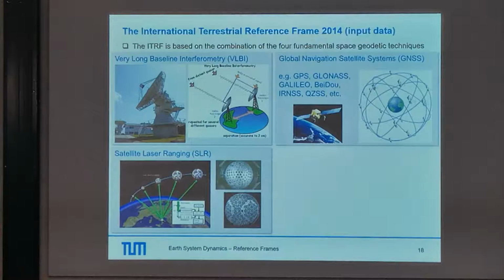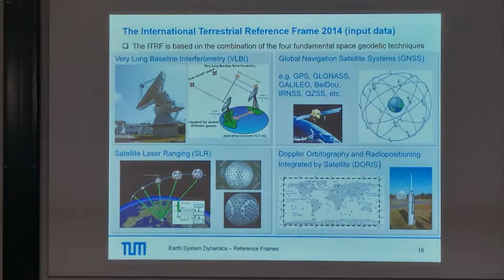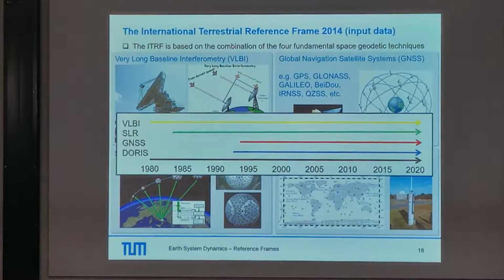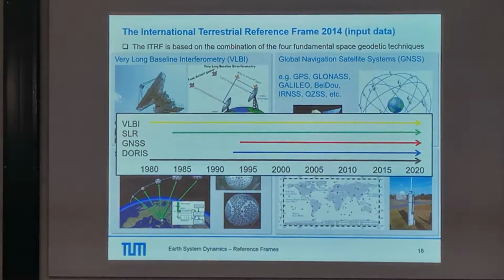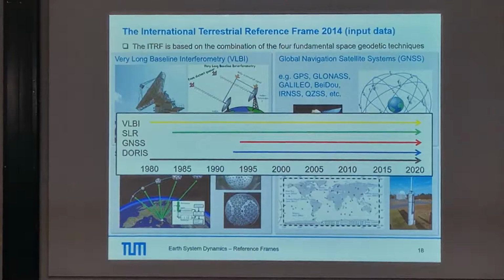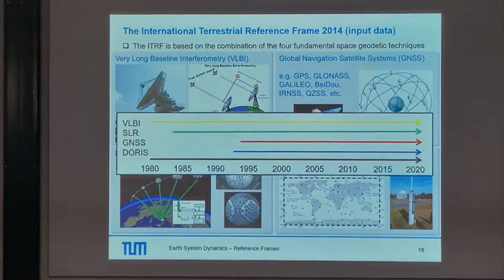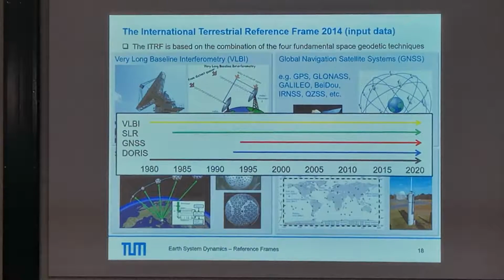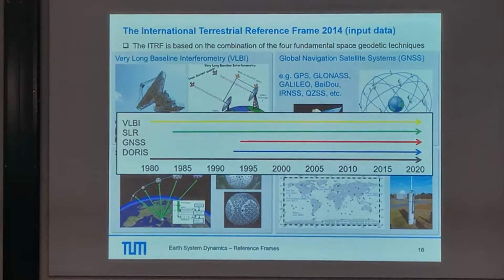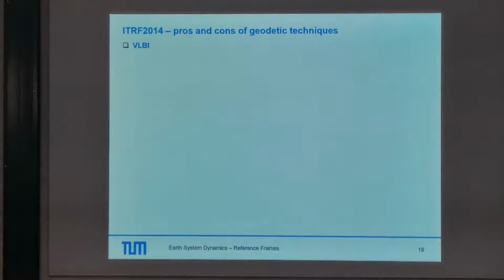So there are a bunch of navigation systems online already, and they all will be incorporated into the new realization. We have SLR and we have DORIS. And all of them, that's also a slide we had before, I think 2 lectures ago, they all provide an observation database of roughly 4 decades. So 4 decades of observations are now used, all put together in one least squares adjustment, and at the end we get one common set of station coordinates and velocities.